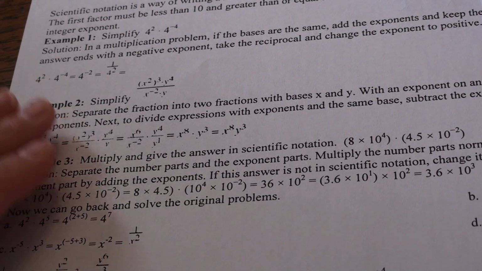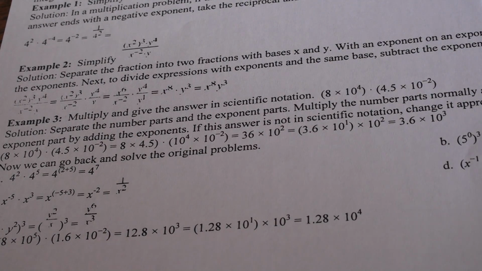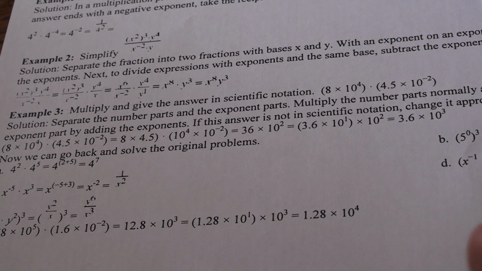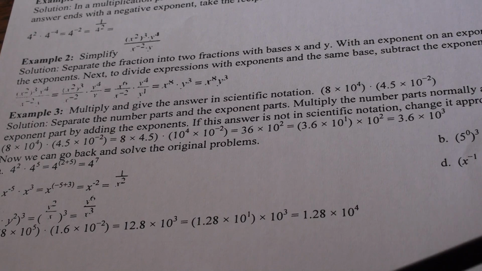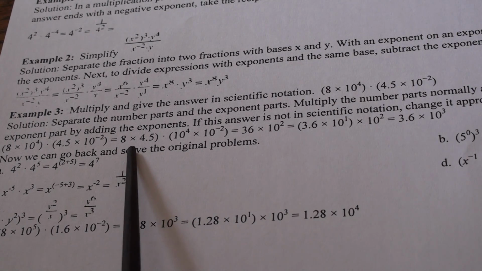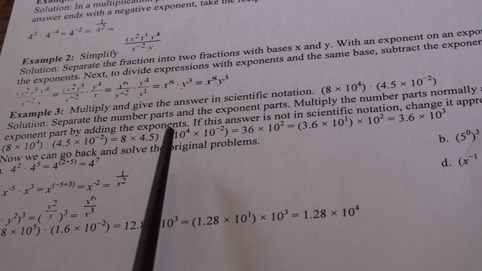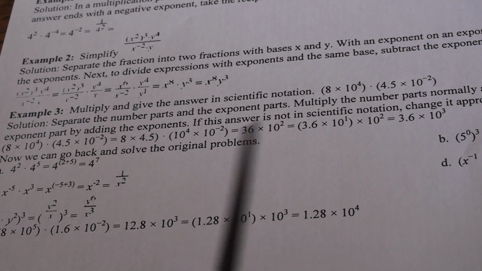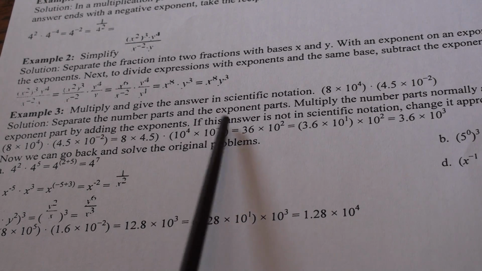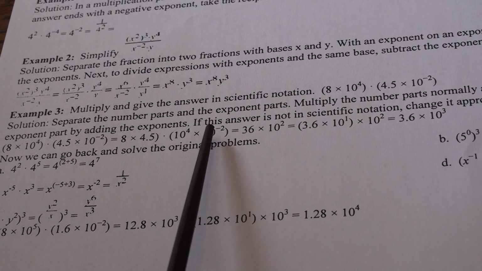Example number 3. Multiply 8 times 10 to the 4th times 4.5 times 10 to the negative 2. So for this one, they separate it into two parentheses. They take the first numbers, 8 and 4.5, and put them together. And then they take 10 to the 4th and 10 to the negative 2 and put them together. Now 8 times 4.5 gives me 36. With my laws of exponents, 4 plus negative 2 becomes 2.